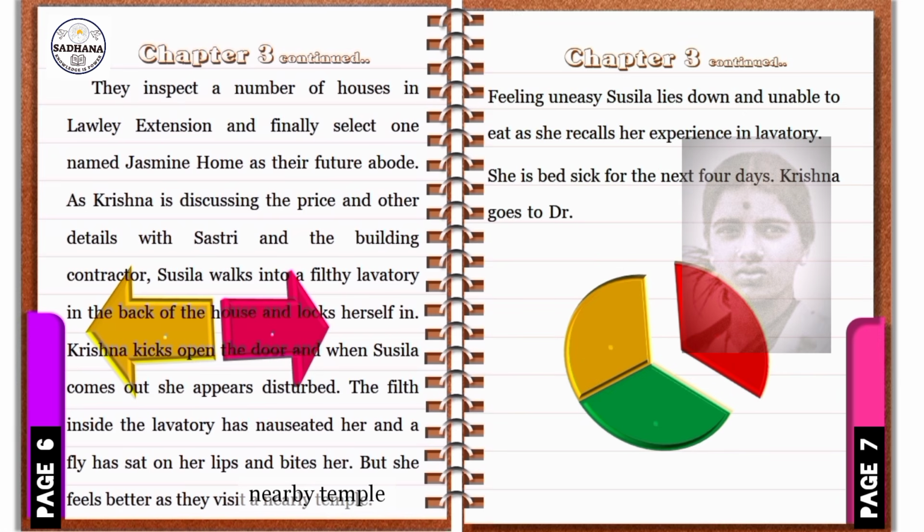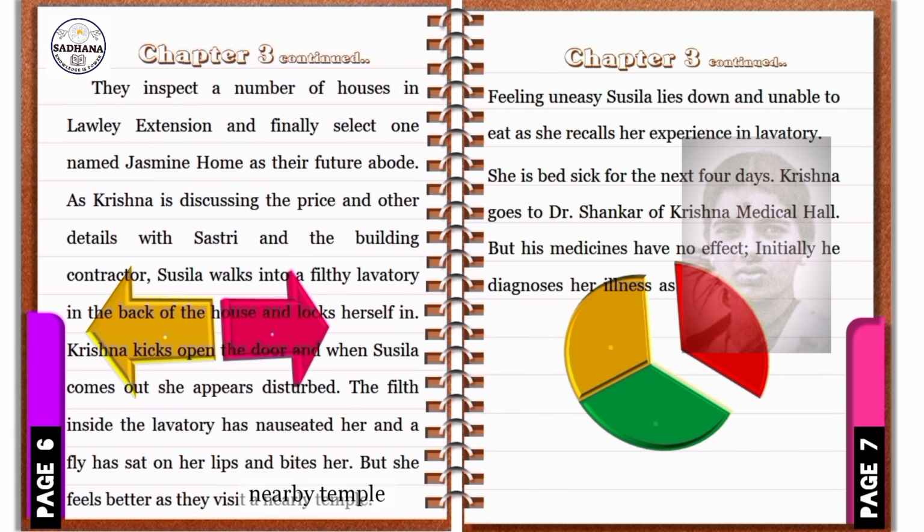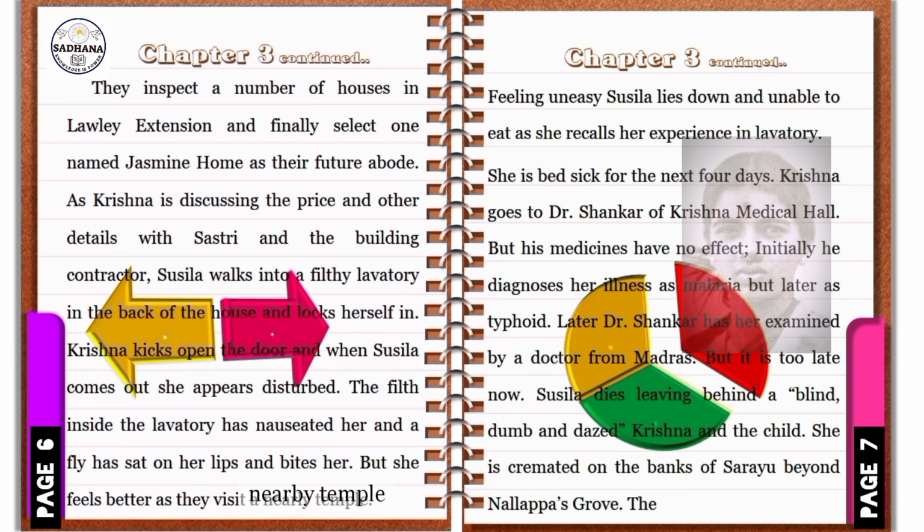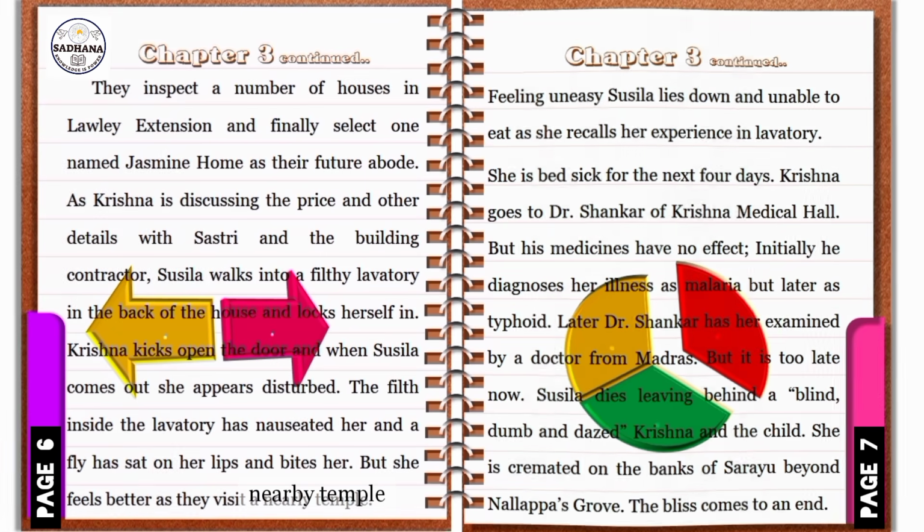Krishna goes to Dr. Shankar of Krishna Medical Hall. But his medicines have no effect. Initially he diagnoses her illness as malaria but later as typhoid. Later Dr. Shankar has her examined by a doctor from Madras. But it is too late now. Sushila dies, leaving behind a blind, dumb and dazed Krishna and the child. She is cremated on the banks of the Sarayu beyond Nalapar's grove. The bliss comes to an end.